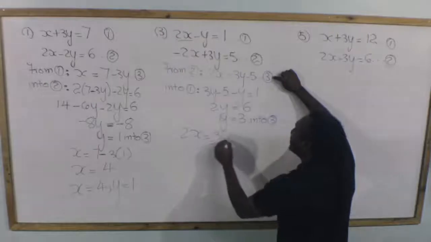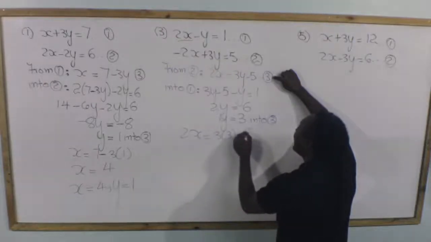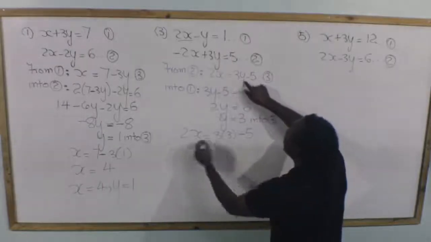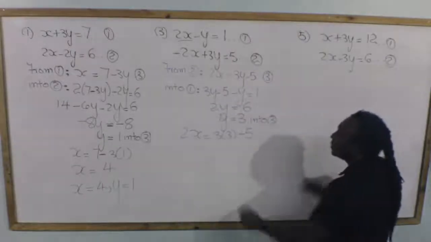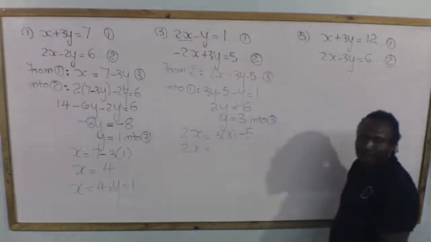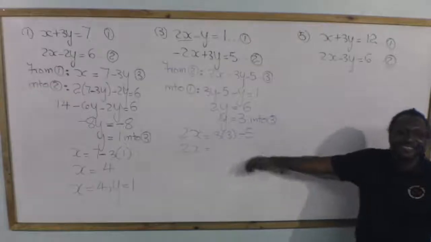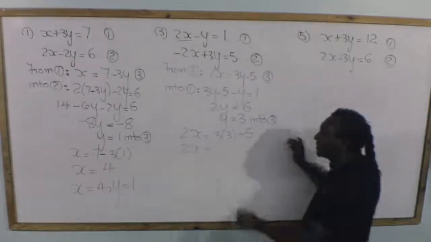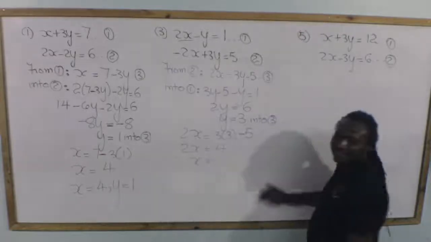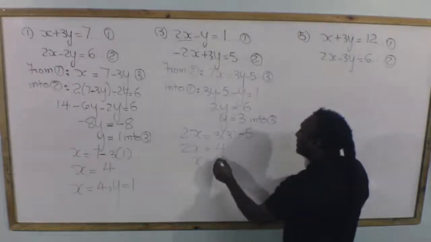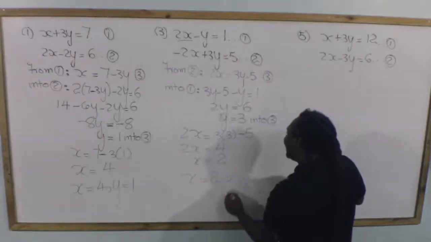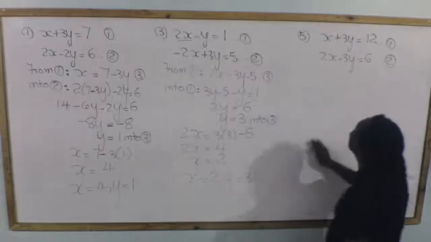2x is equal to 3 times 3 minus 5, because y is equal to 3. So 2x is equal to 3 3's minus 5. So x is equal to 2 while y is equal to 3.